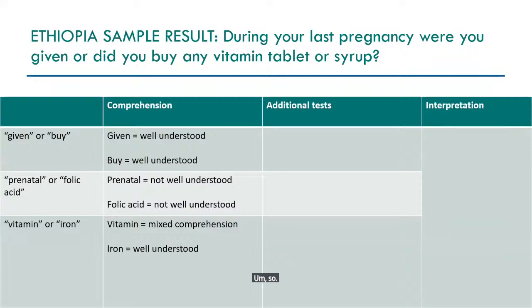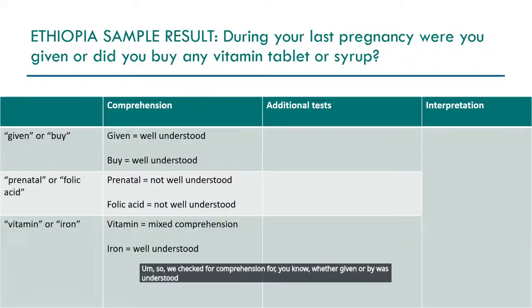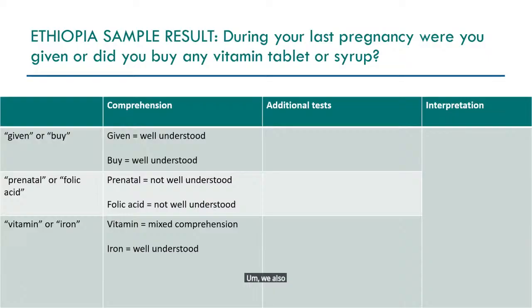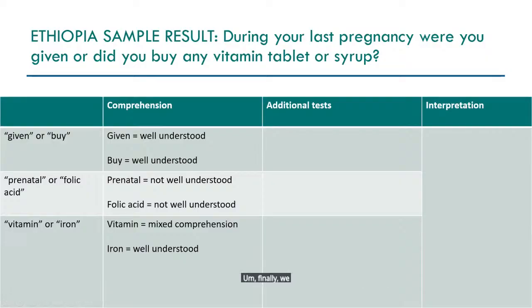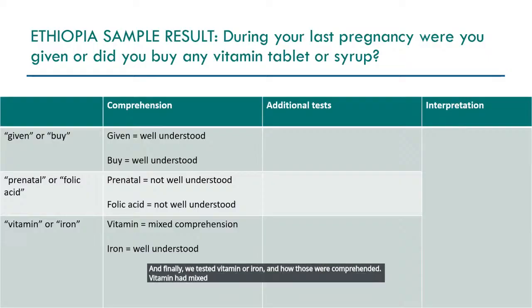So we checked for comprehension for whether "given" or "buy" was understood. Both of those were well understood. We also tested "prenatal" or "folic acid," and neither of those were well understood. And finally, we tested "vitamin" or "iron" and how those were comprehended. Vitamin had mixed comprehension, but we found that iron was very well understood.